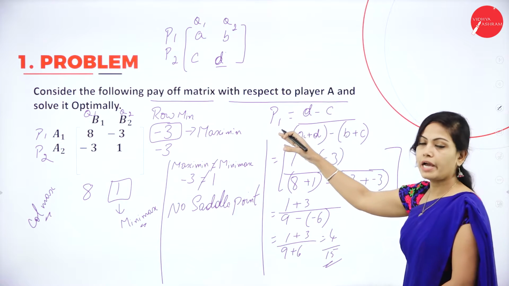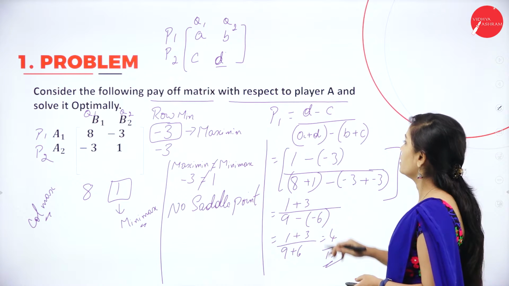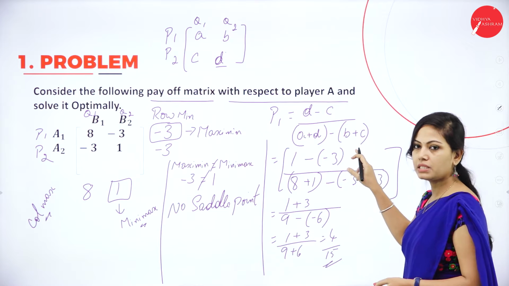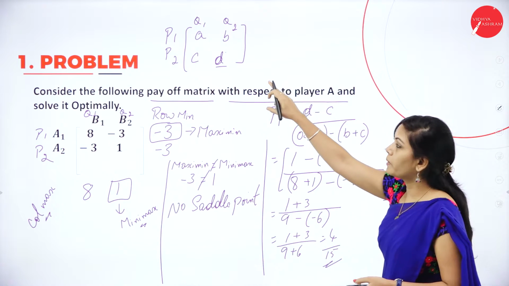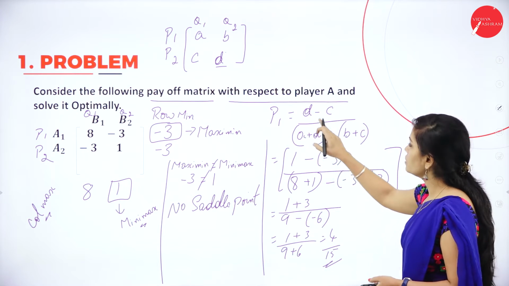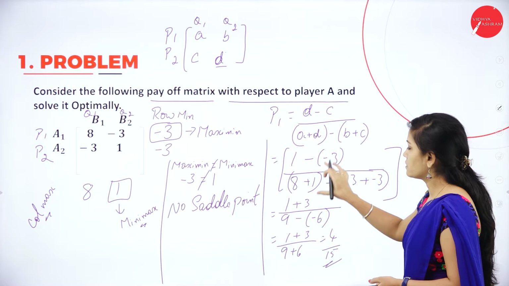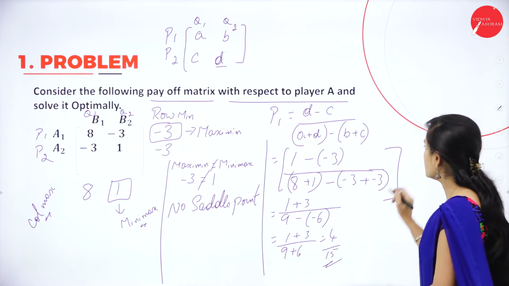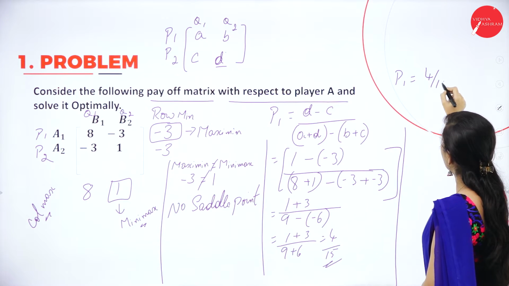Listen carefully. We have to use this formula for finding the optimal strategy for player A: D minus C divided by A plus D minus B plus C. This is common for all the problems. Now substitute the values by using the matrix representation A, B, C and D. I have substituted the values and I got 4 by 15. That is the value of P1. So, P1 is equal to 4 by 15.